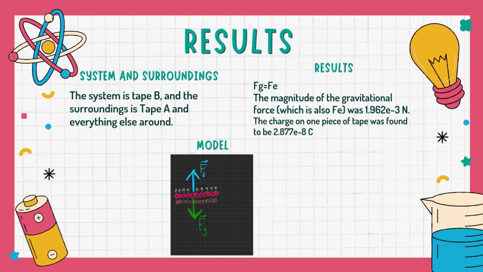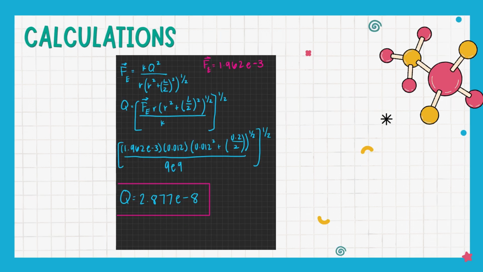And down below, I have a model. The pink would be tape B, which is our system. The little white arrows would be the electric field coming off of that tape, because remember, we did break it into little tiny charges. That piece of tape is balanced because of the Fe and the Fg, and below it, as you can see, there is distance. Those little orange dots are representative of tape A, which is the surroundings, and like I said before, there is distance between them.